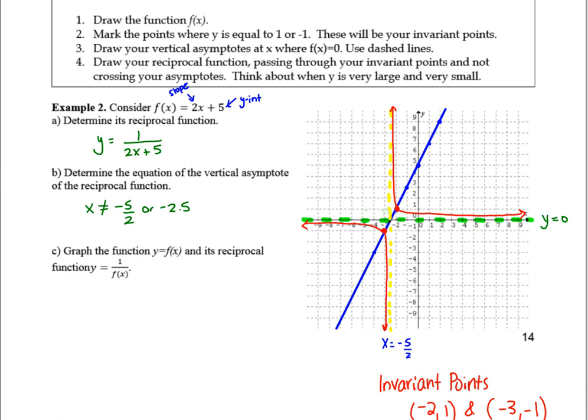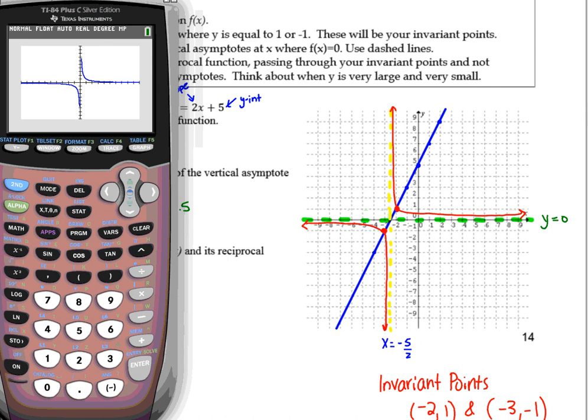So grab your graphing calculators. Let's double check our work. Okay, so y equals, now this is a little bit trickier. When you're graphing this, you have to go 1 divided by, bracket 2x minus, was it plus 5? Oh, plus 5. Okay, and graph that.